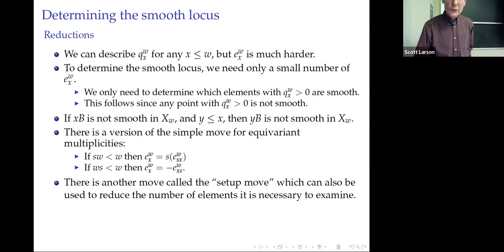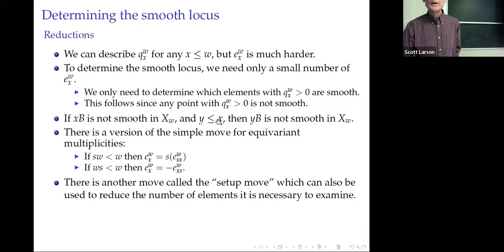What we really need to do is, we already know the rationally smooth elements. Particularly, we know the elements where Q is equal to 0. Any element where Q is positive is already not smooth, so we never have to look at those points at all. We only have to look at the points where Q is equal to 0, and we have to determine which of those are smooth.